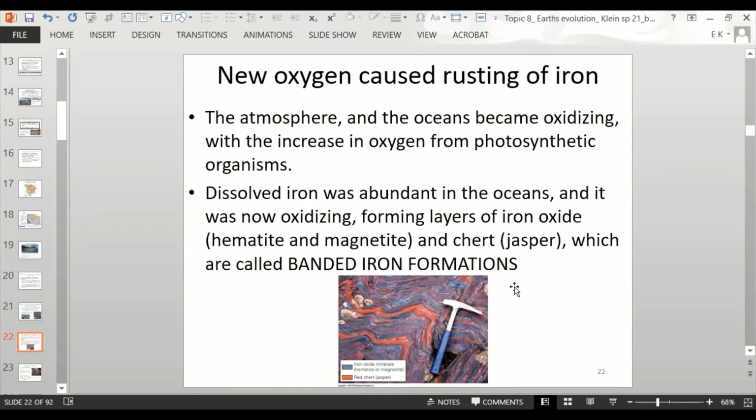So now that the atmosphere and the oceans had this increased amount of oxygen, they became oxidizing. Okay, so now that we have oxygen, you have an oxidizing environment. Oxidation, we talked about when we did chemical weathering. That is when you have iron-rich materials get rusty. They're oxidized by oxygen.